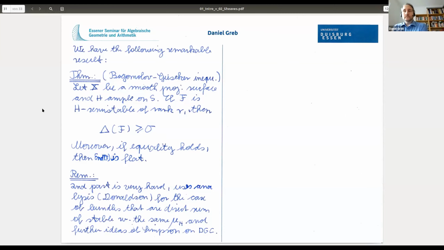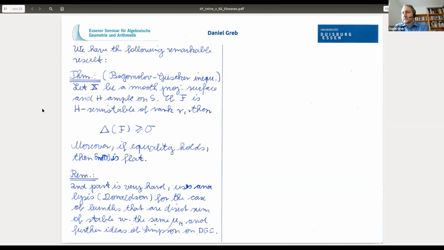It's flat. So if I have a semi-stable vector bundle, there's a certain equality, and in the extremal case, some associated sheaf, namely the endomorphism sheaf, is actually flat. Yeah? And just to remark, there is an algebraic proof of the first part of this theorem. It's non-trivial, but it's maybe nowadays standard.